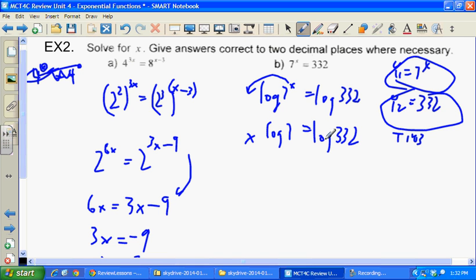Then log base 10 is a button on our calculator, and so log 332 over log 7, put that into your calculator in one step, and you should get around 2.98, which makes sense because 7 squared is 49, 7 cubed is 343, so 7 to the exponent 2.98 makes sense.